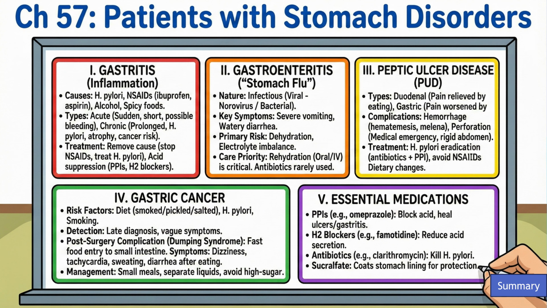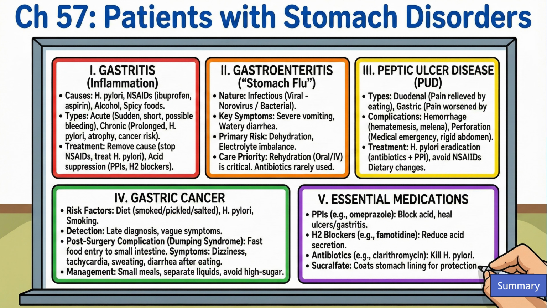To diagnose, we use endoscopy and H. pylori testing. Medical treatment is a PPI, antibiotics for H. pylori, and avoidance of NSAIDs. Nursing is to educate on diet, medication adherence, and recognition of GI bleeding.